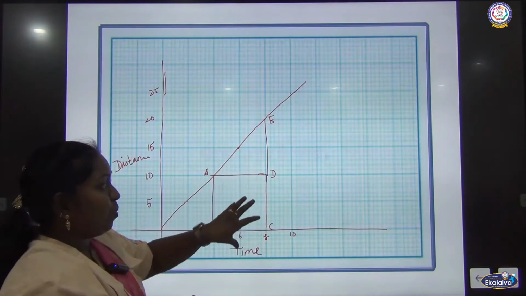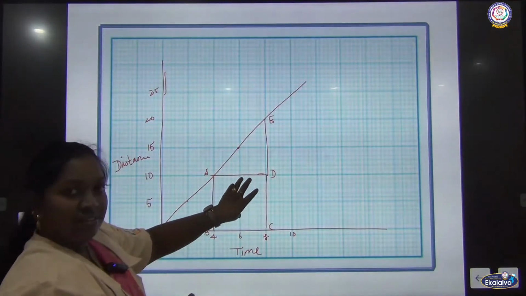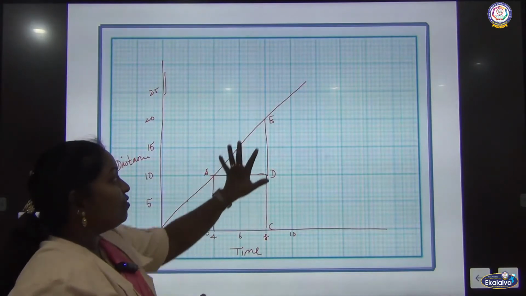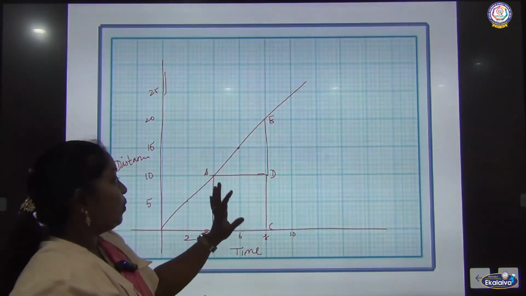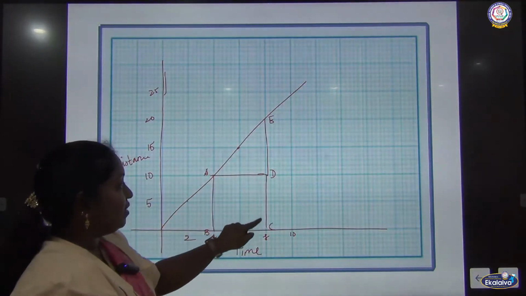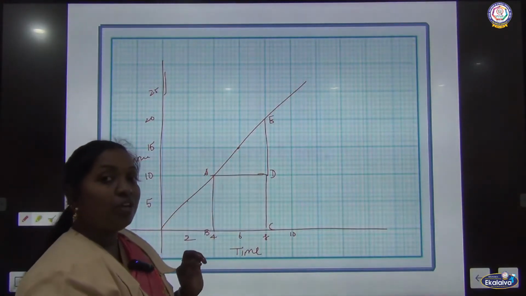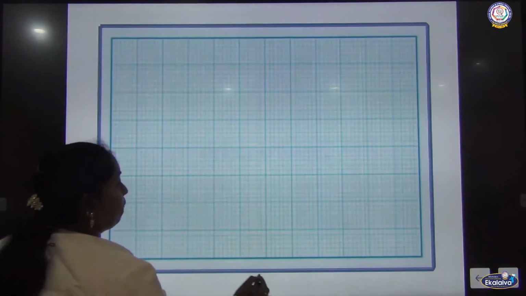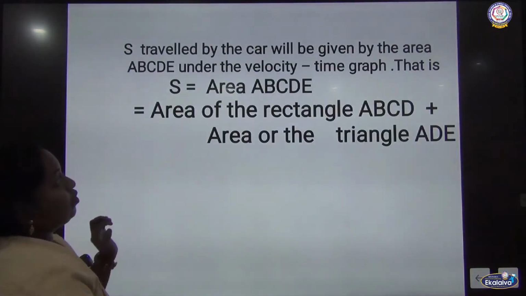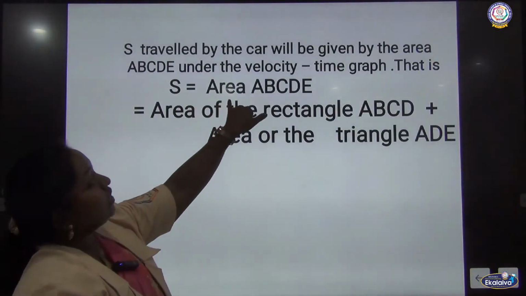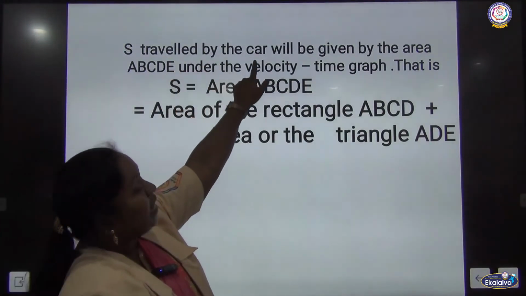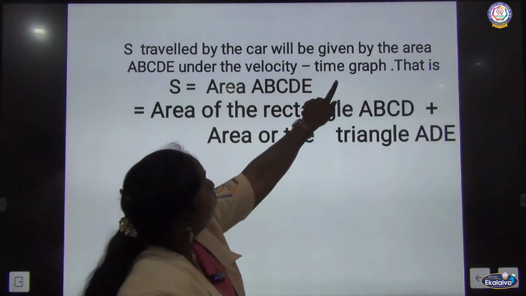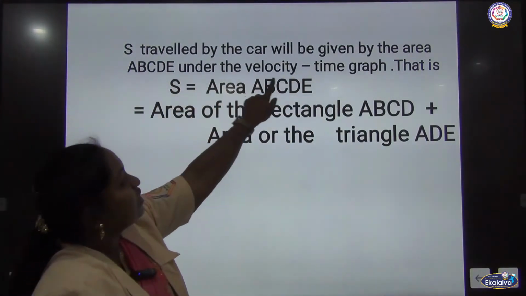So what is the area? You can see here it shows a rectangle and this shows a triangle. So the area we have taken over here is A, B, C, D, E. With this we are going to find the distance and displacement of an object. Now, S travelled by the car, S represents the distance or displacement, will be given by the area under the velocity time graph.